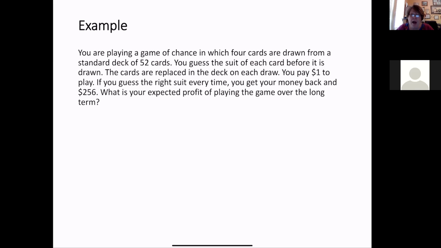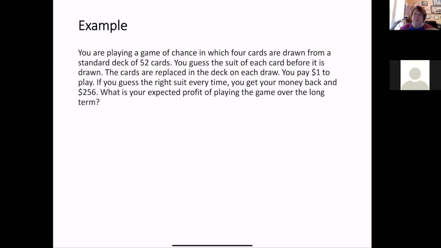If your guess is right, so if you guess the correct suit, you get your money back and you get $256. What's your expected profit of playing the game over the long term? So no, this doesn't mean that when you play, you're going to win this much money, the expected value. You either win or you lose. One or the other. So you either lose $1 or you get $256.